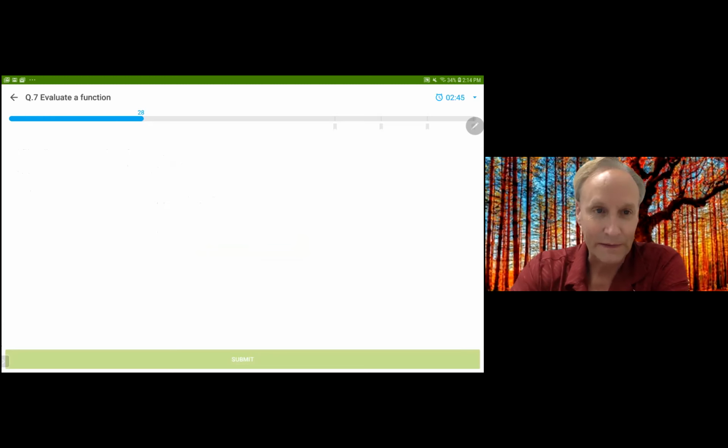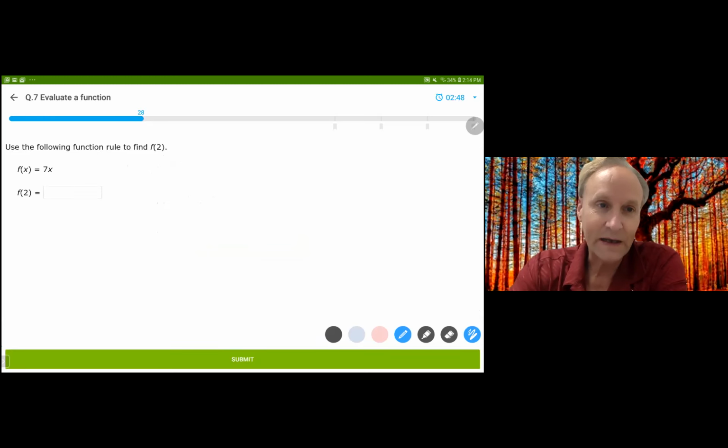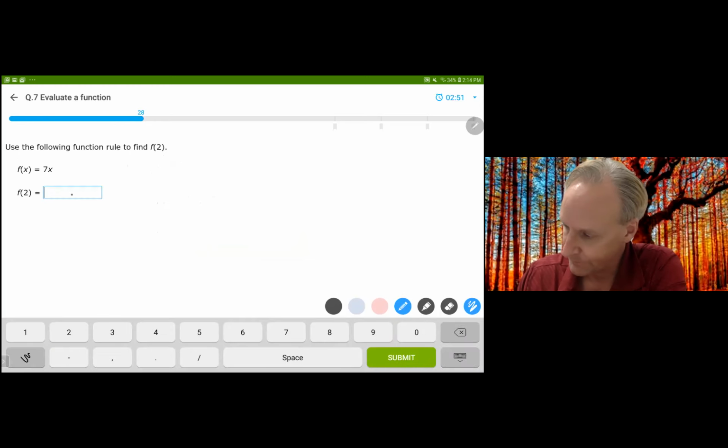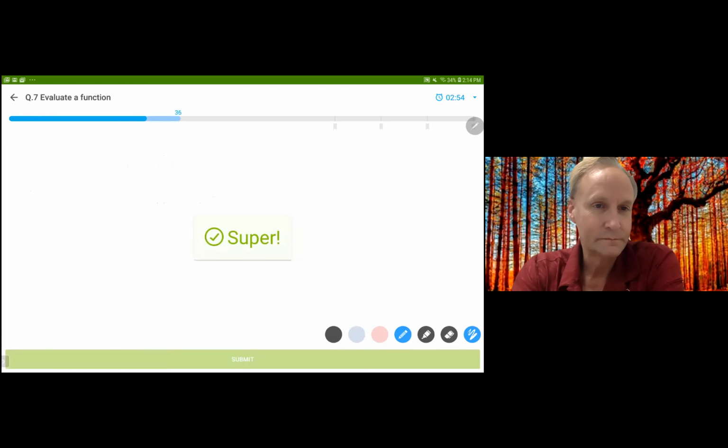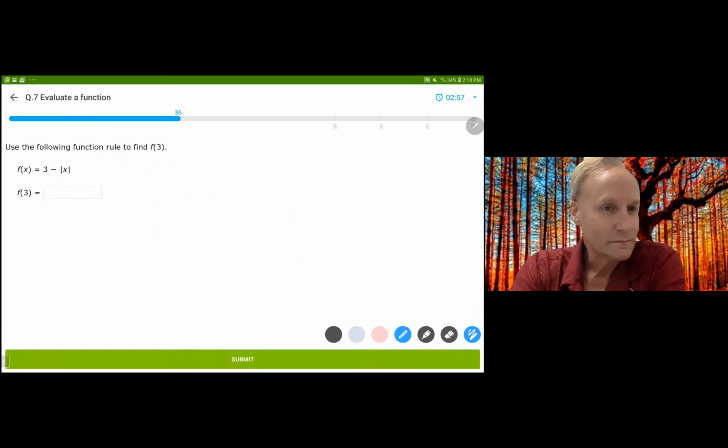Don't want to spend too long on this one. Okay, I hope you guys can do this. 7 times 2 is 14. This time it's an absolute value. So we have 3 minus the absolute value of the x value that they gave us.